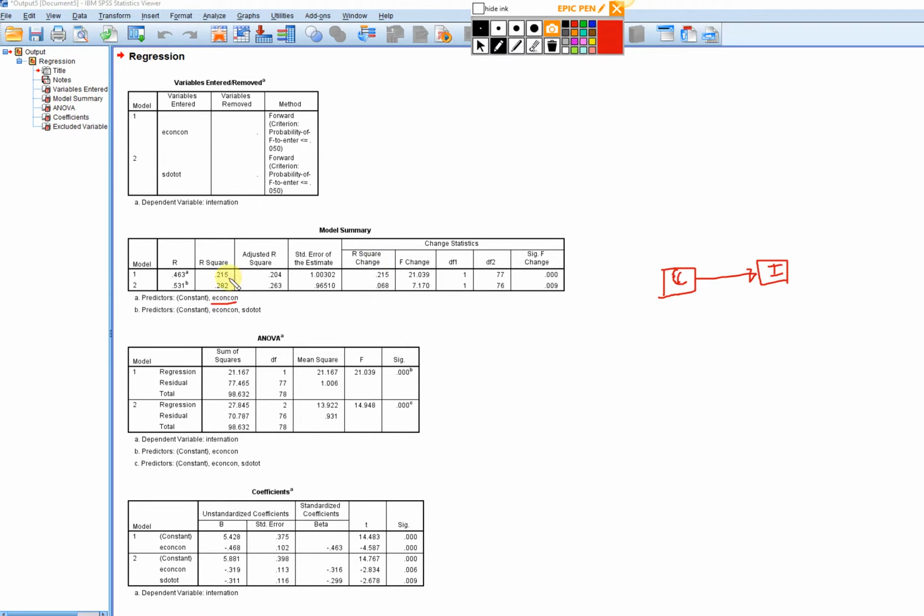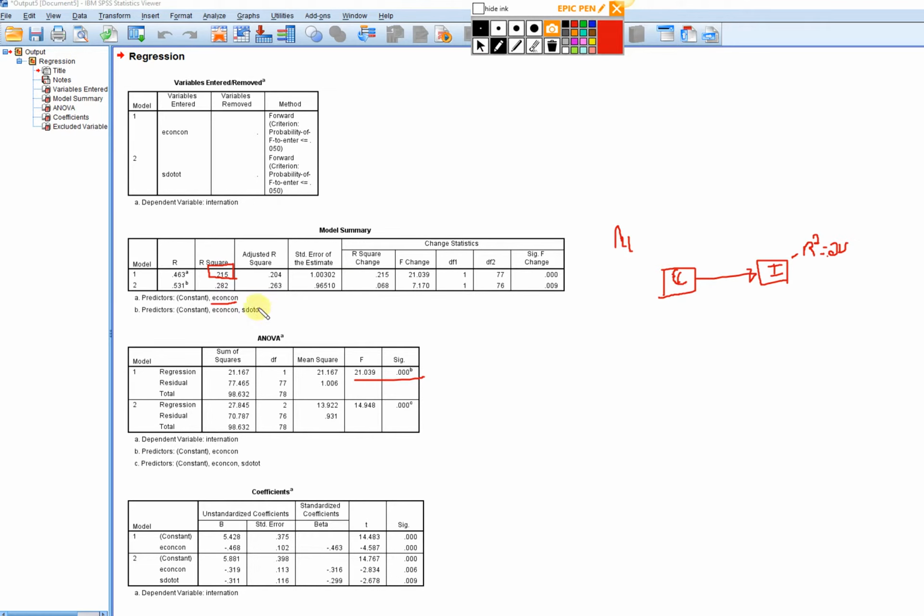For that model, we have our R-square value. This is the proportion of variation in internationalism accounted for by economic conservatism. It's 0.215. If you multiply that by 100%, we would say that economic conservatism accounted for about 21.5% of the variation in internationalism. This F-test is a test of the significance of the set of predictors on the dependent variable. This is obviously a simple regression, so there's only one predictor here.